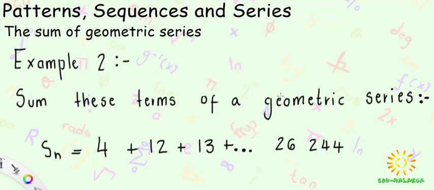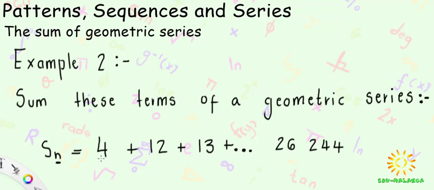Example 2 is: sum these terms of a geometric series, and the terms we have start from the number 4 and they go on all the way to the number 26,244. So what we will see with this geometric series is we haven't been given what n is.